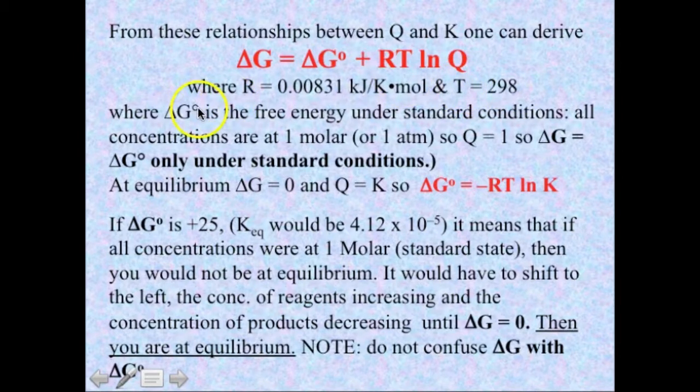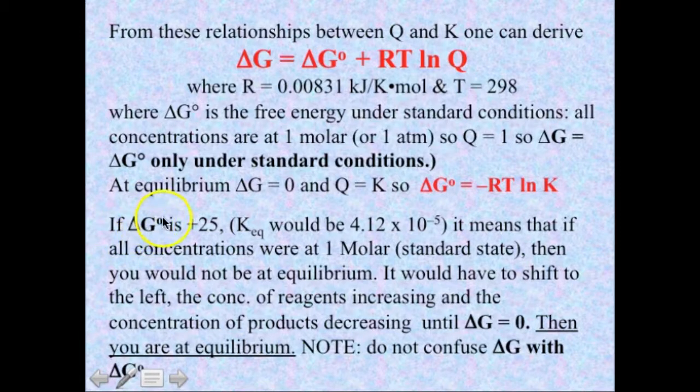Now, delta G0 is the free energy under standard conditions. All concentrations are at 1 molar or 1 atmosphere. So Q is equal to 1. Therefore, delta G equals delta G0, but only under these standard conditions. At equilibrium, delta G equals 0 and Q is equal to K. Delta G0 equals minus RT ln K. This is a formula that links the equilibrium constant with the free energy under standard conditions.